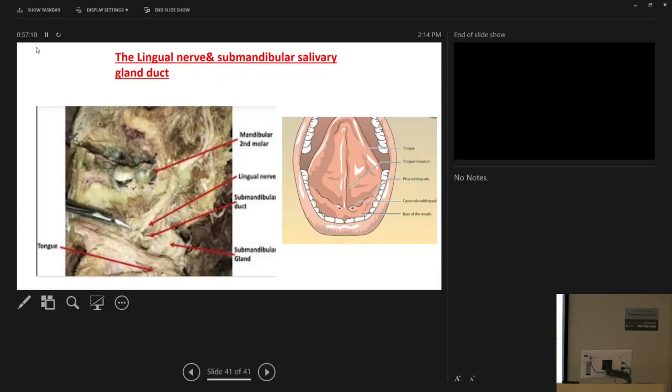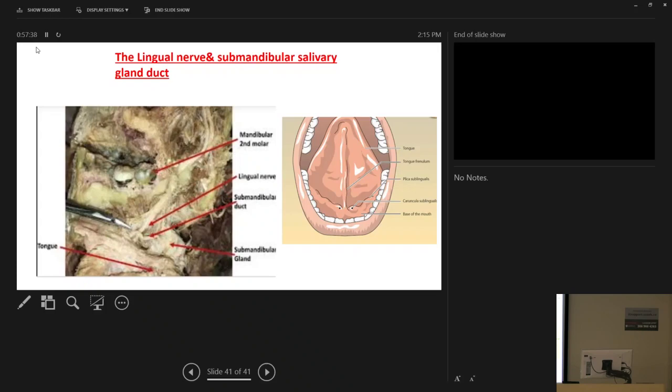I would like to see the submandibular salivary gland, and I would like to see the submandibular duct, this one, and the lingual nerve. Those are very important. Those are must see. Those two structures, we have to find them today in the lab, whatever it takes us, right? So we need to find the submandibular duct and the lingual nerve.